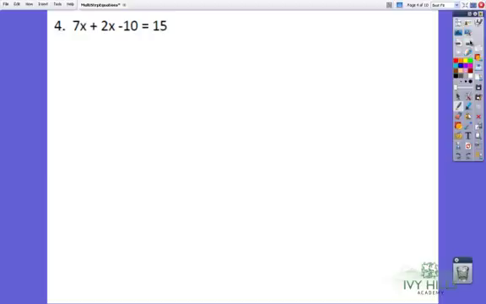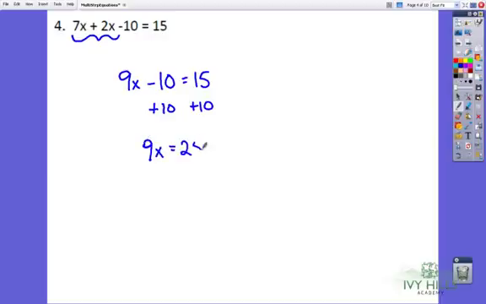Number 4, it's a problem similar to number 3. As you can see, we have a 7x and a 2x, so my first step will be to combine like terms. 7 plus 2 is 9. So that will leave us with 9x minus 10 equals 15. If I add 10 to both sides, that will give me 9x equals 25.